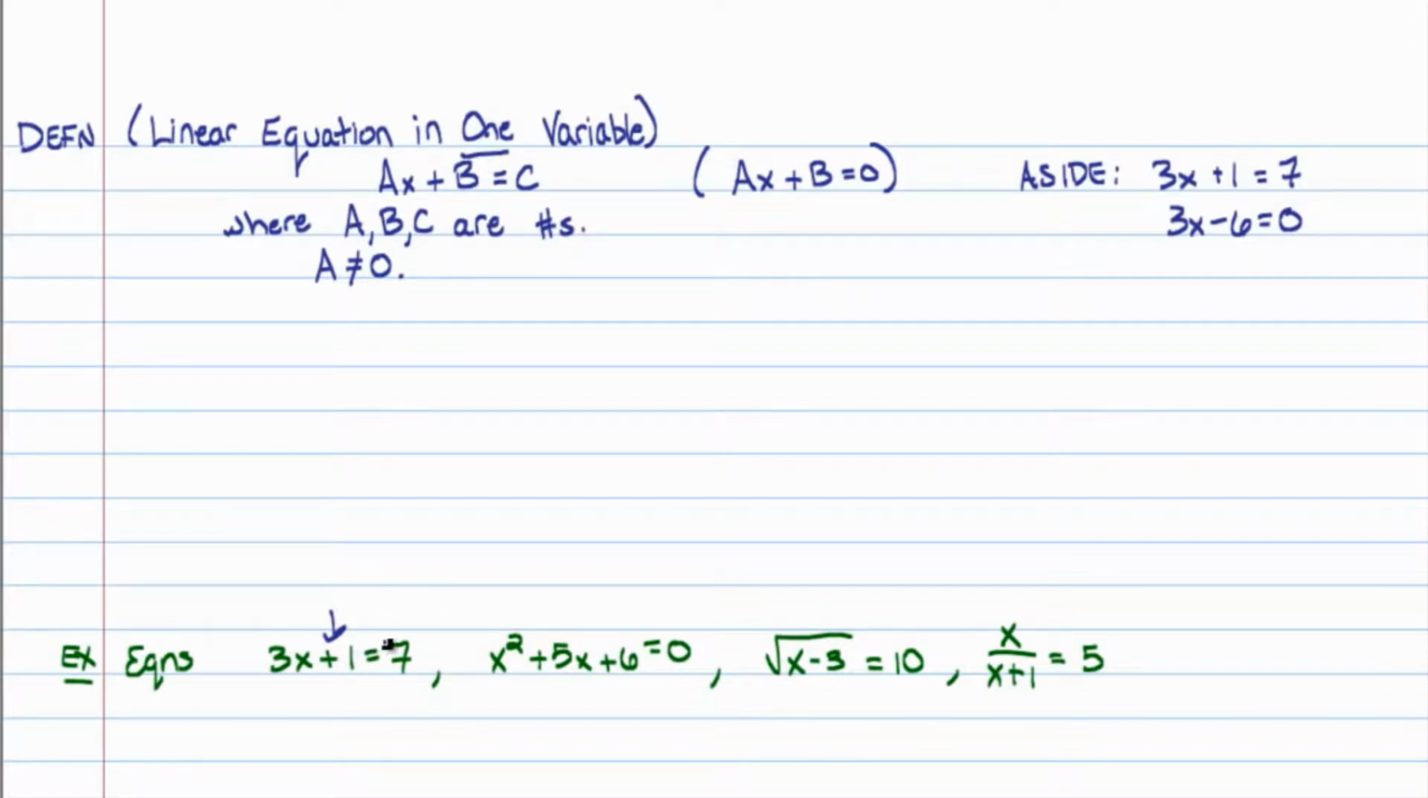And again, 3x plus 1 equals 7 is an example of a linear equation in one variable. This second one is not, because it's not an x, it's an x squared that you have in there. This is not because it's the square root of x. This is not because you have a fraction with x's in it, so x is specifically in the denominator. And we'll approach how to solve stuff like that later on in the course.